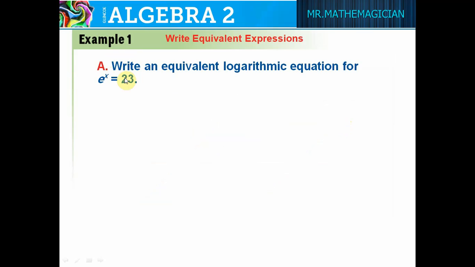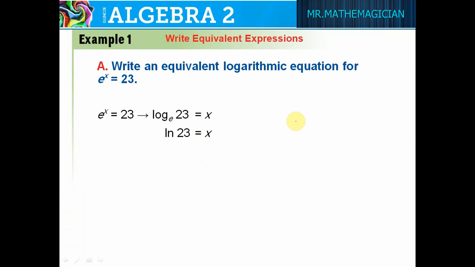Example 1. A. Write an equivalent logarithmic equation for e to the power of x equals 23. First, we know that e is the base and x is the power, equals 23. So we can change it into log form as we learned before. This is log to the base e and the power should be the answer. So log 23 to the base e equals x. Now we don't really write log to the base e, we write it as ln. So this is ln 23 equals x.